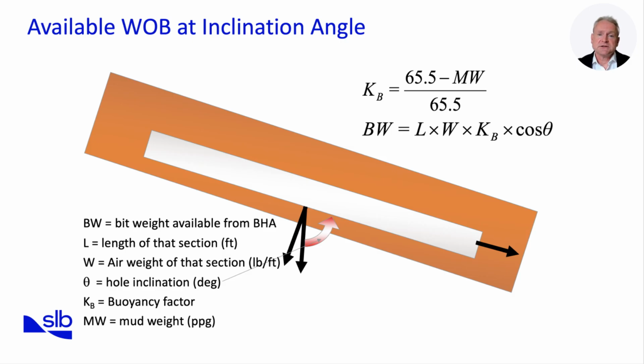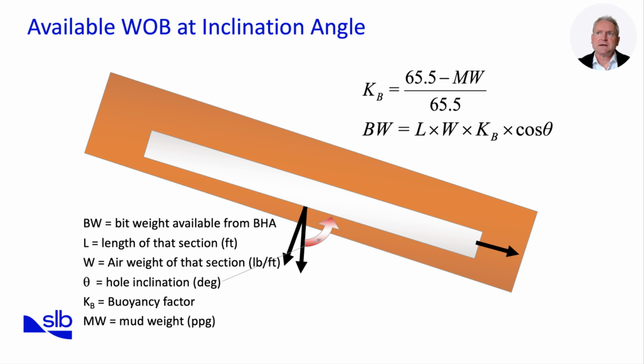The first factor to consider is buoyancy, which is expressed as the buoyancy factor. This adjusts the effective weight of the drill string depending on mud weight. Higher mud densities reduce the apparent weight of the drill string, lowering the available weight on bit.